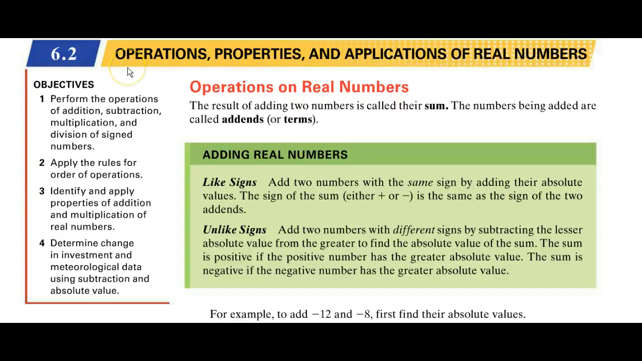Going on to section 2 of chapter 6, we're going to deal with operations, properties, and then applications of real numbers. So the first thing we're going to do is add real numbers. Now, the parts that we're adding are called the addends, or the terms, and the results that we get are the sum. That's pretty straightforward.